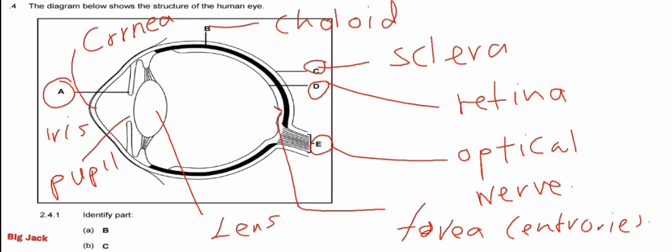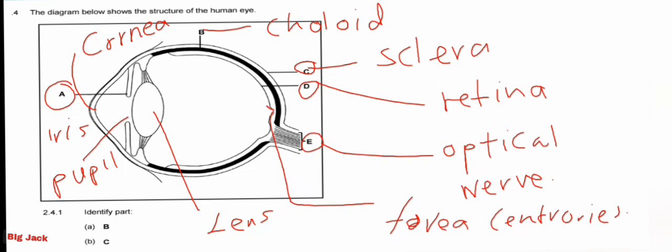Now, as for the first question, it is saying identify part B and C. Part B is called the choroid, the black part. The black part is called the choroid. Then part C is called the sclera. Let's see the next question.